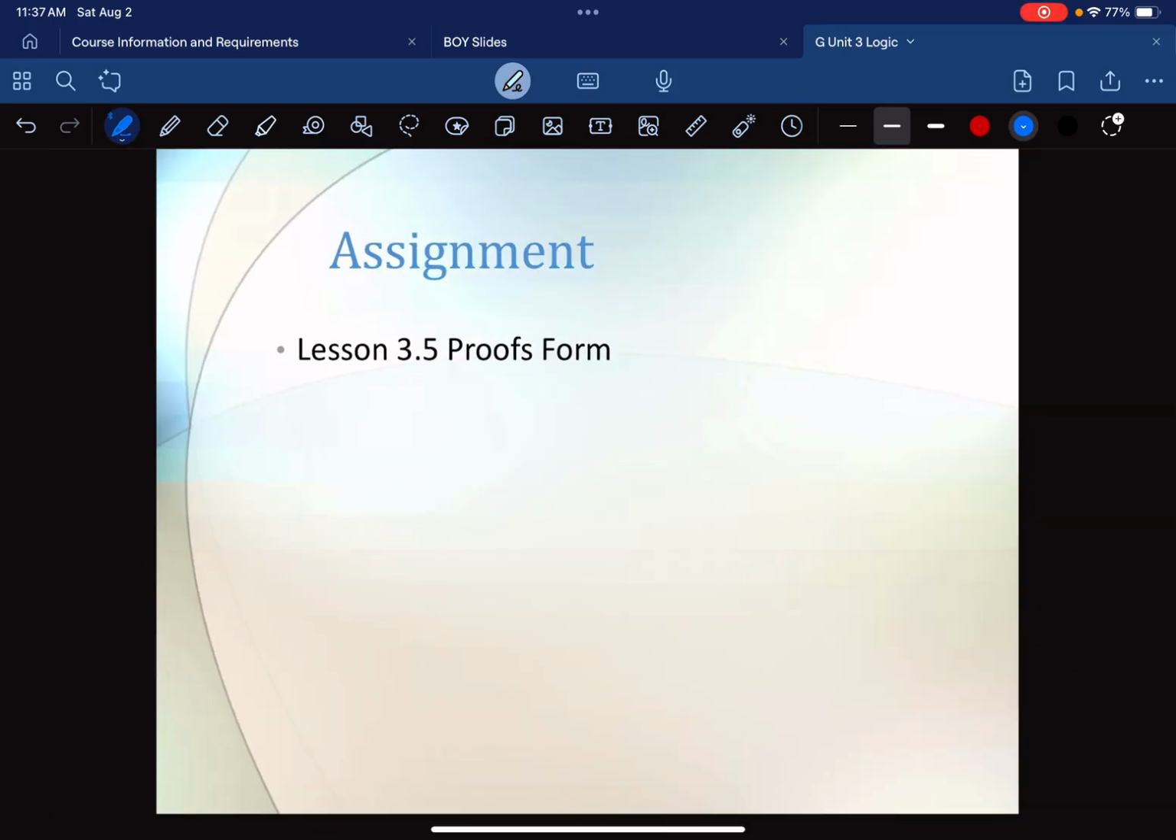All right, there's a form that you can order the statements and reasons with. So you look at that lesson 3.5 proofs form. You can submit it. If you miss some, go back and submit another answer. You can go back and correct your mistakes and resubmit that as many times as you want.